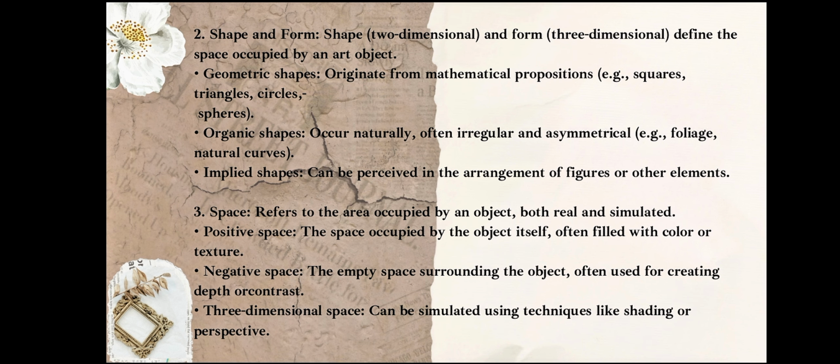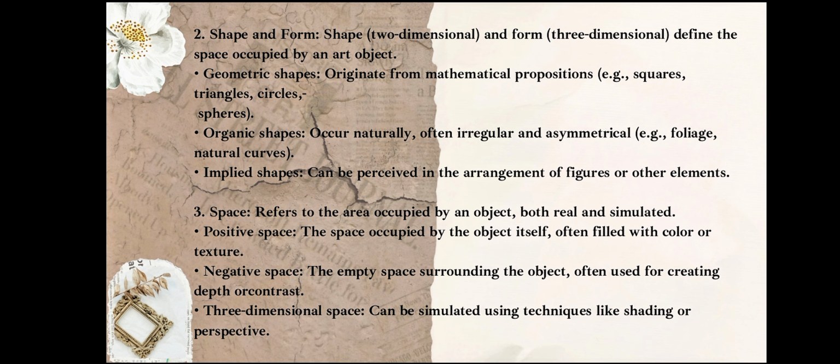For example, in the same still life painting, the space around the bowl of fruit, such as the table surface and background, represents negative space, helping to highlight the fruit and create a balanced composition. Three-dimensional space can be simulated using techniques like shading or perspective.